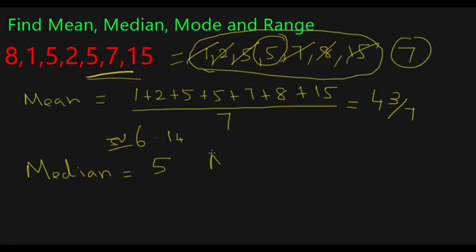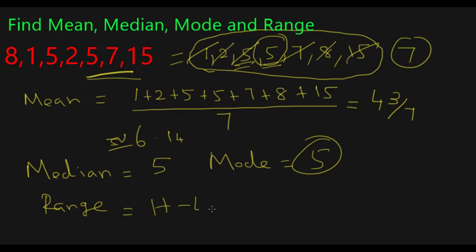And what is mode? Mode is the most frequently occurring number in the data set. So in this case, you can clearly see that we have a single mode. There is only one number repeating twice, so 5 is the mode. And what is range? Range is the difference between the highest number in the data set and the lowest number in the data set. Highest minus lowest, which is 15 minus 1, which is equal to 14.